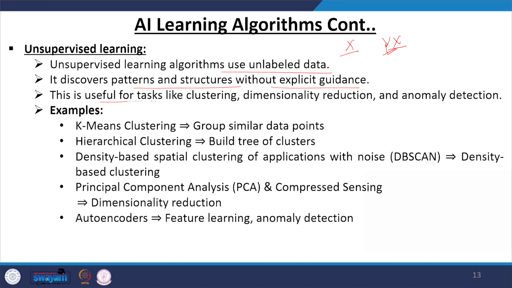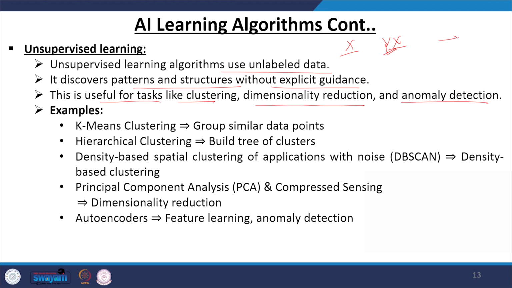So, this is useful for tasks like clustering. That means just see the features of the data which are in proximity with each other, then cluster them together. Okay. You cannot say that those are perfectly this situation, but at least you can say all this data are from closely the same situation. So, cluster them. You can do dimensionality reduction or you can do anomaly detection.